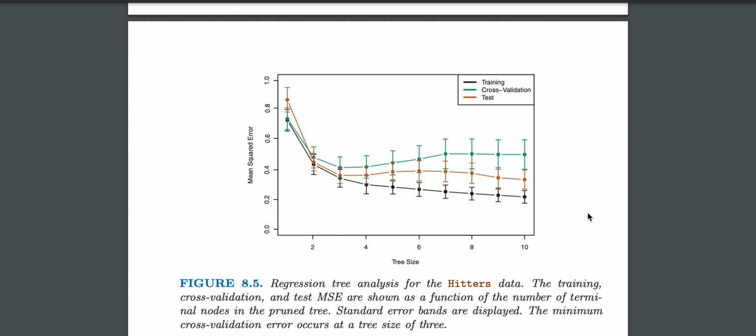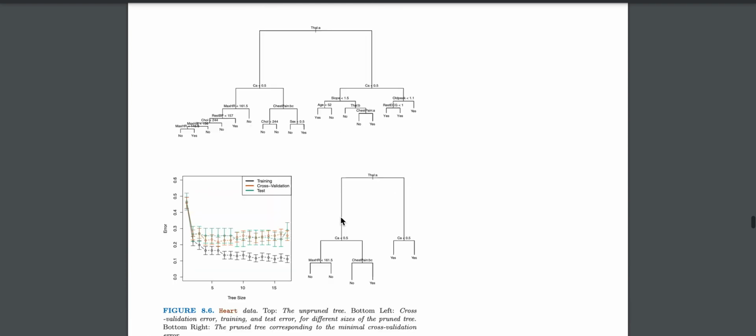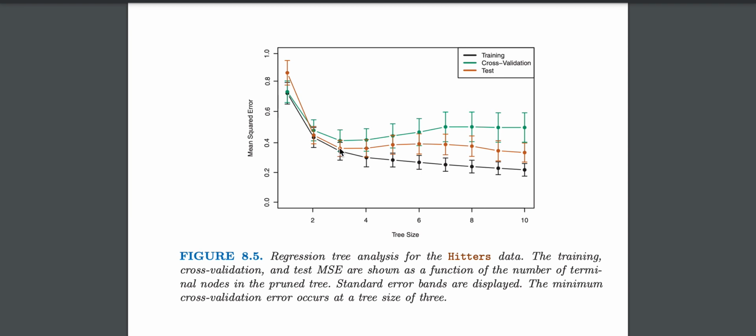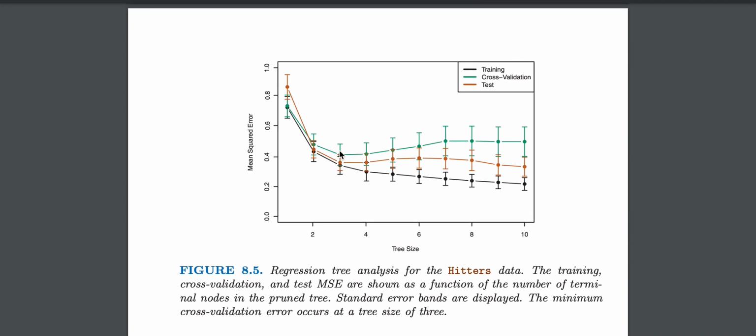Obviously, as the tree size increases, the training error decreases because the tree becomes more complex. And as the tree becomes more complex, it will fit the data better, but that doesn't necessarily lead to a better testing error. And it seems that the tree size that leads to the smallest cross-validation error is 3. And that's the right balance between complexity and training error. Sorry, testing error.